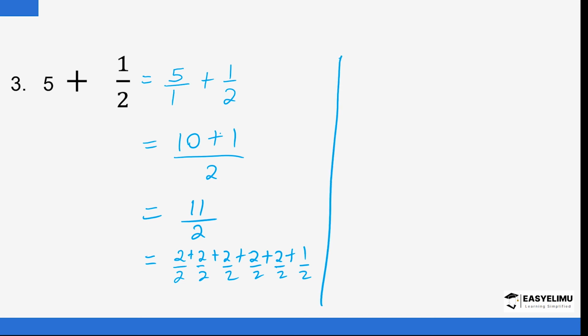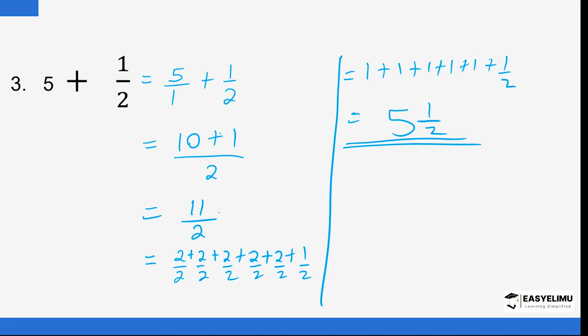So that is giving us 1 plus 1, each of them, five times: 1, 1, 1, 1, 1. And then, of course, plus 1 over 2. So that is giving us what? 5 and 1 over 2. Now, that is the final answer. We have the improper fraction, and then finally we have the mixed number.